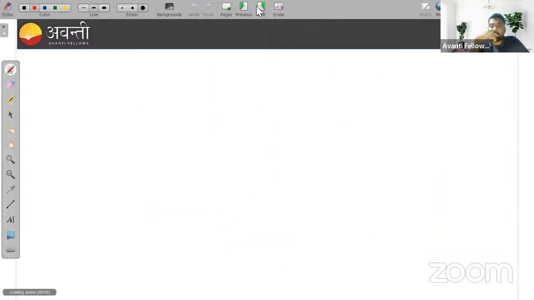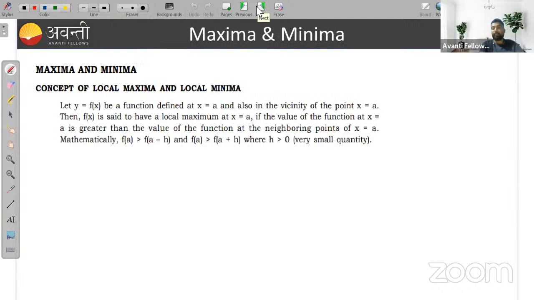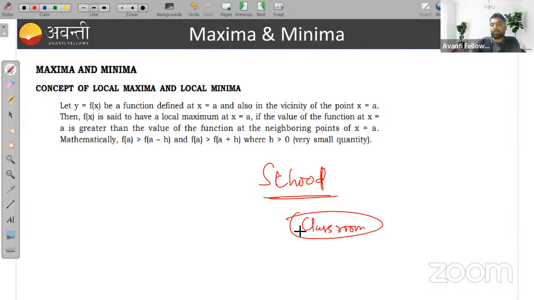Okay, now we'll understand what is maxima and minima. So the concept of local maxima and local minima. No need to go through all these theories. What I'm saying, take an example of your classroom. Suppose your school is the total area. School is a total big area, and in your school you have a classroom. This is your classroom.